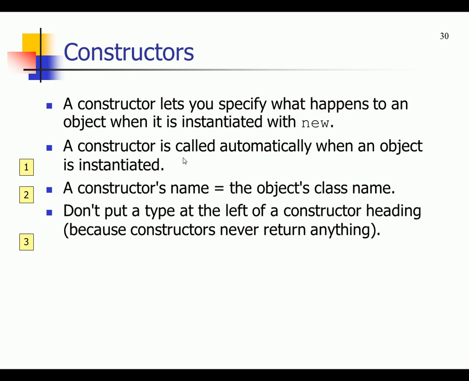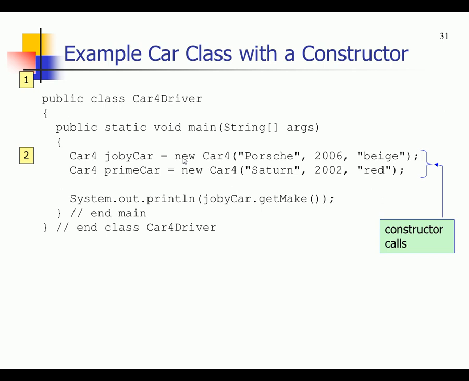It says, don't put a type on the left side other than public. Now we're going to see an example of one. Okay, so here we go. We got our driver class for Car4. Car4 is Joby's car and prime car. Joby car is equal to a new Car4, and it's going to be a 2006 beige Porsche. Prime car is going to be a 2002 red Saturn.